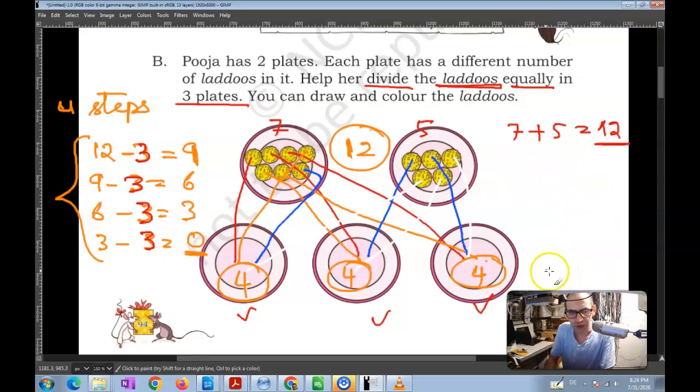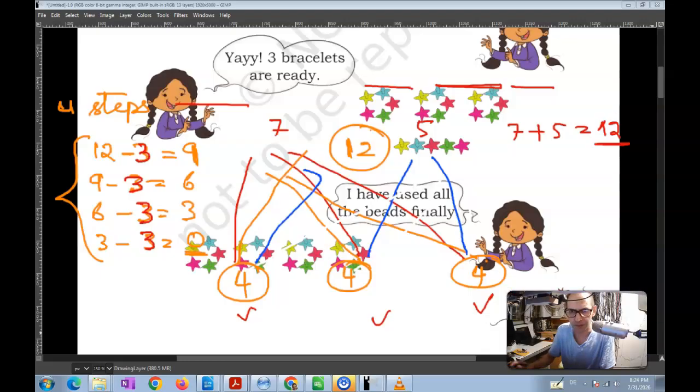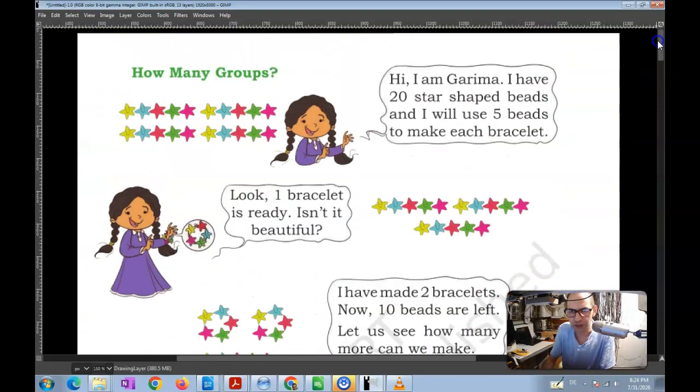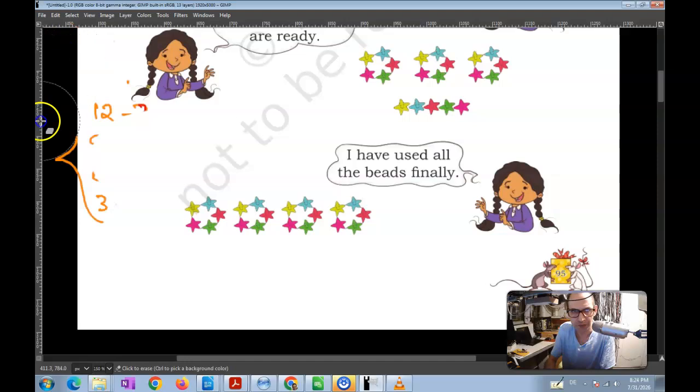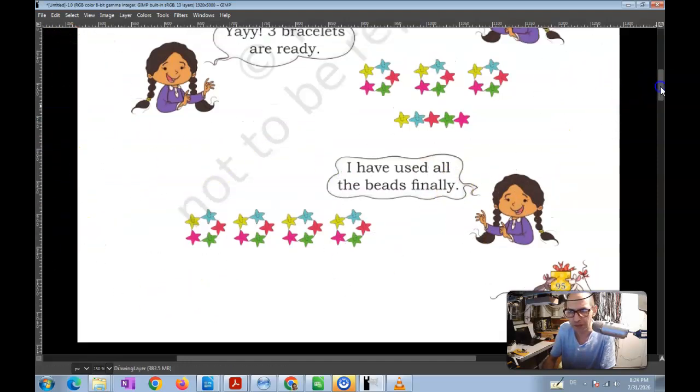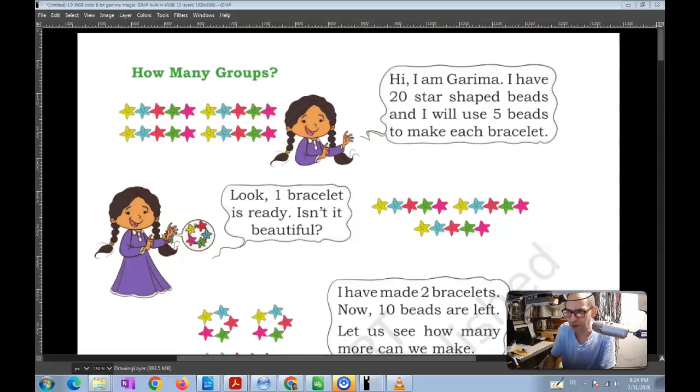Now let's take a look at another situation. This situation is a little bit different, meaning that I have these star-shaped beads over here, and there are 20 of them. So that's 5 plus 5 plus 5 plus 5, that's 20 beads.